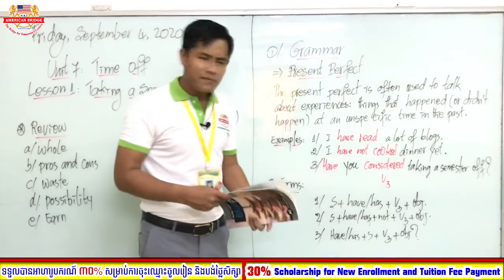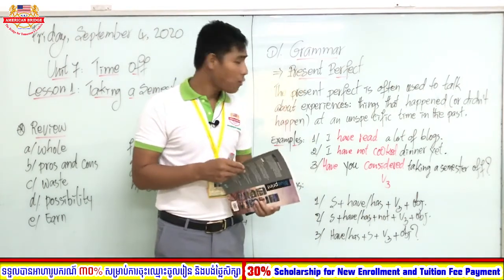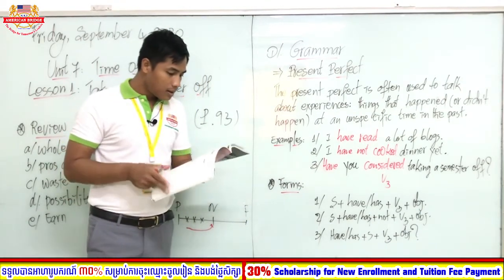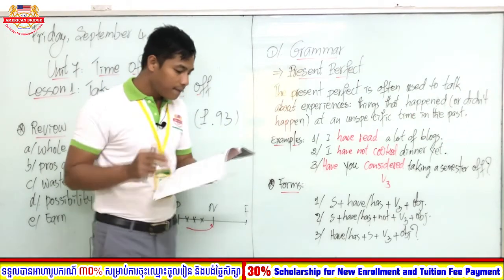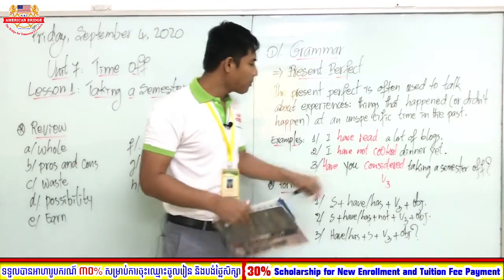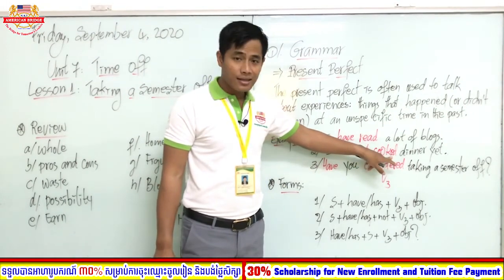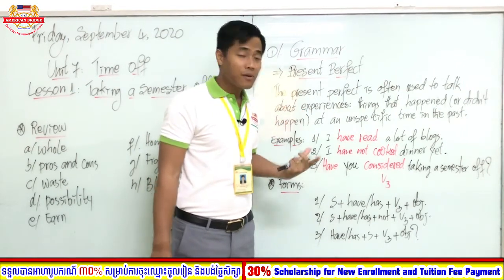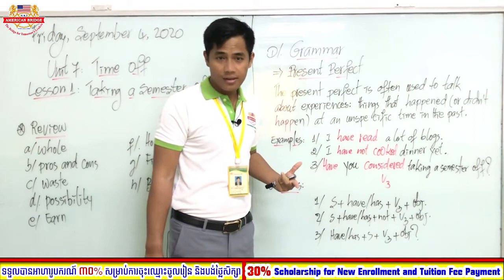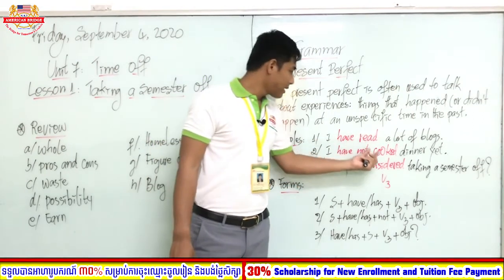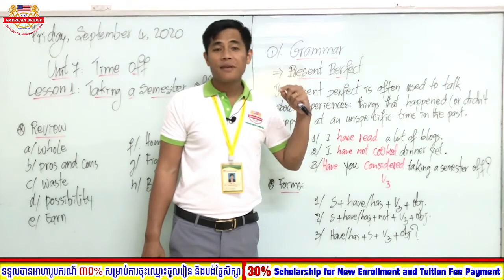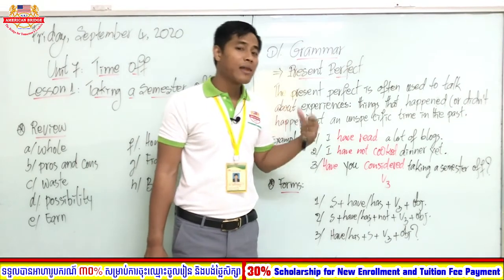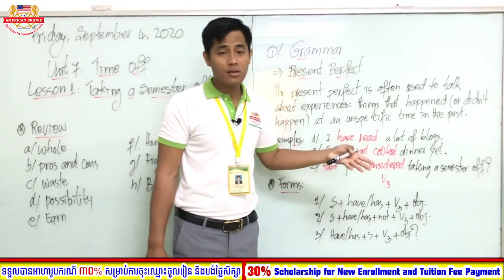If you're not sure about verb 3 and you don't know about past participle, please open your book to page 93, and then you will see. Past participle, or verb 3, means a verb that has ed at the end, or changes from the first form to another word. This is called an irregular verb. It depends on whether the verb is regular or irregular, and it will change to its form.